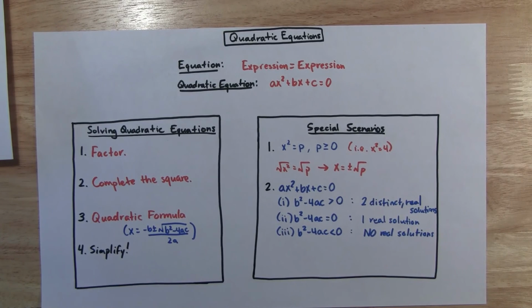These are the two key special scenarios that you have to look at. The latter isn't really a special scenario, but it's a trick you can use to see how many solutions a quadratic equation has. This is especially important when b squared minus 4ac is less than 0, because in that case you'll know that you cannot factor, complete the square, or use the quadratic formula to get real answers, since your solutions will be imaginary or complex.